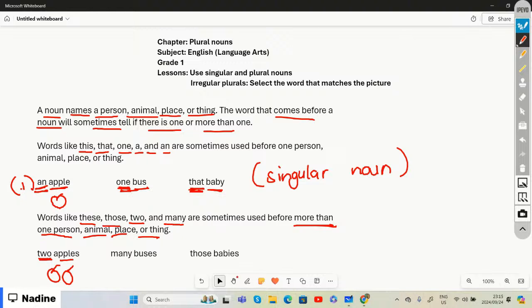And if we look at another word, right? Many buses. How many buses were there? Wow, there were many buses. Meaning it can be five or more, it can be 10 buses, six buses, but there were many buses, right? Meaning that there's more than one bus, and that is plural.